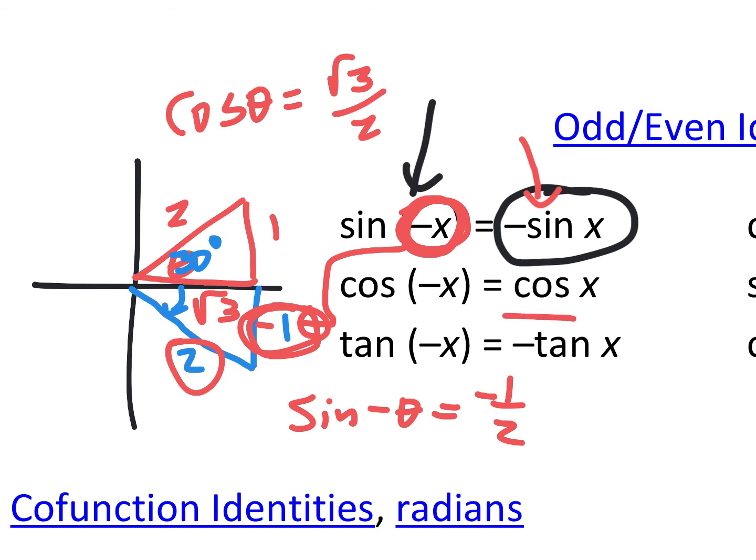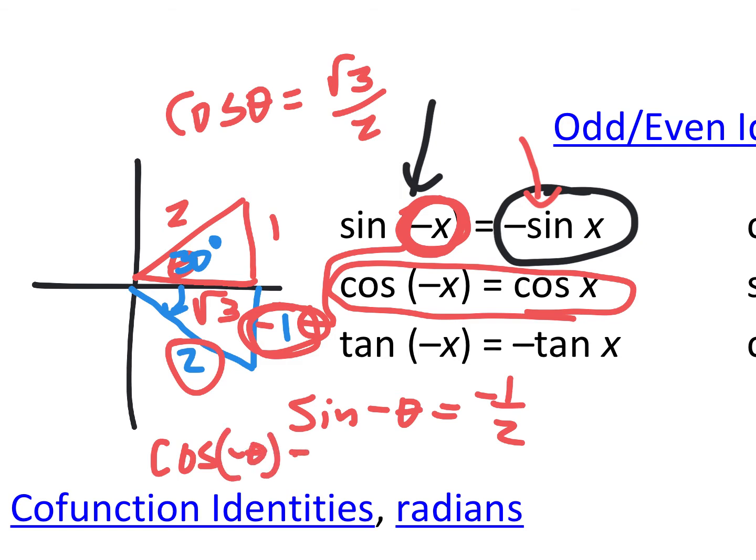But cosine of the negative angle is exactly the same. Why would cosine of negative theta be exactly the same? Because it's adjacent over hypotenuse. And look, neither one of those two is negative. See? So cosine of a negative angle is just the same as cosine of the regular angle. They are the same. Does that make sense to you?